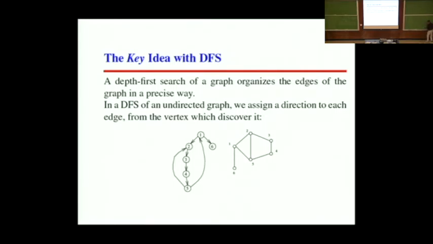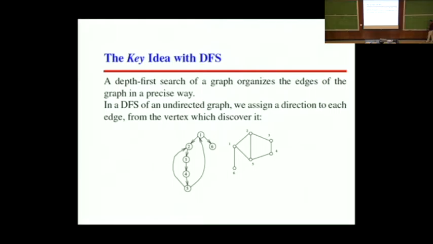I could go back to 1, ka-chunk, that's a back edge. Where else could I go? I could go to 2, ka-chunk, that's a back edge. To 4, well, I already accounted for that edge, right? So that's not a back edge. Now there's nothing to do from 5, is there?